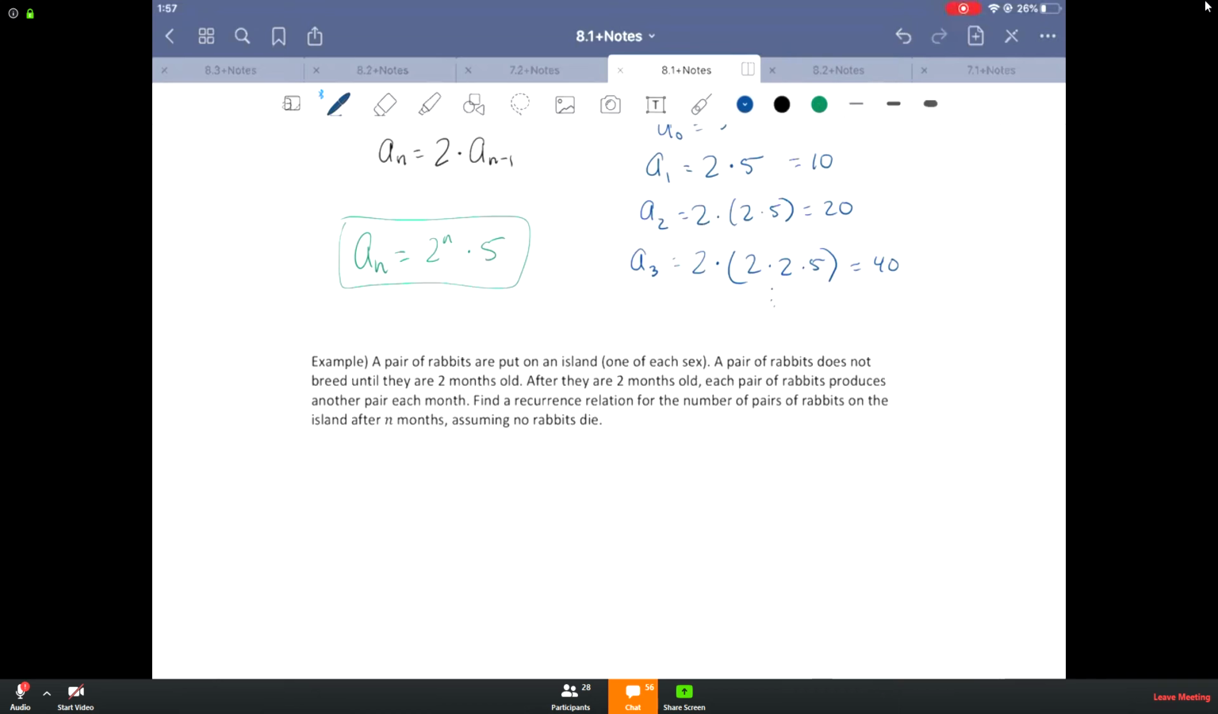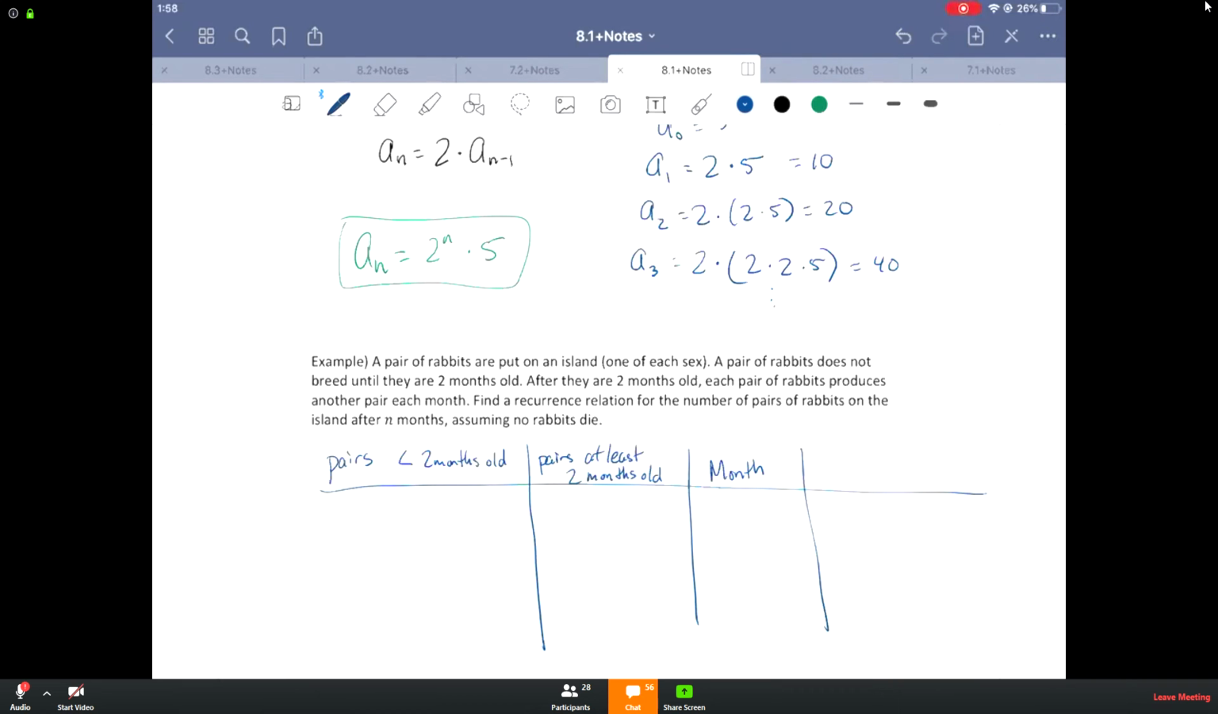So we have different cases here, right? We have pairs that are less than 2 months old, right? So these are the ones that are not going to breed. We have pairs that are at least 2 months old, right? So those are going to breed. Then we're looking at the month, and then what we want is the total number of pairs.